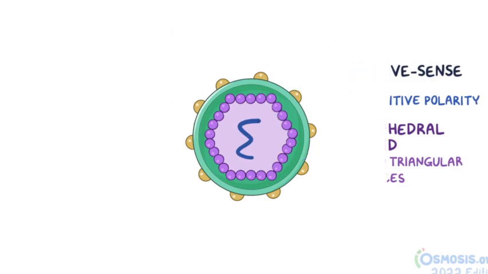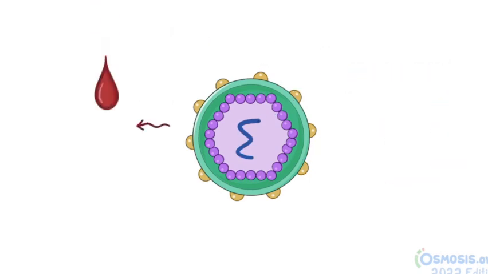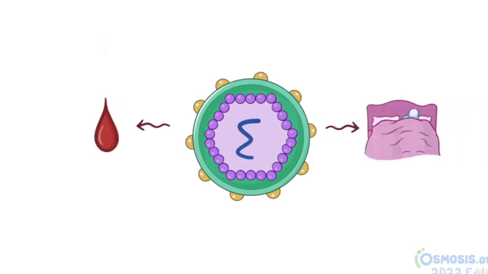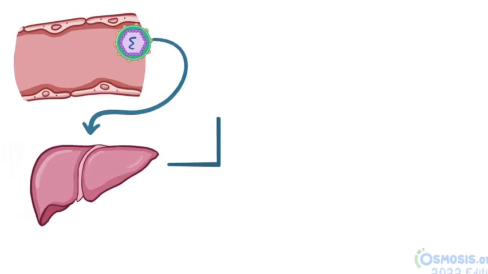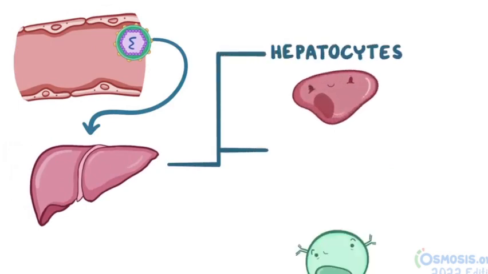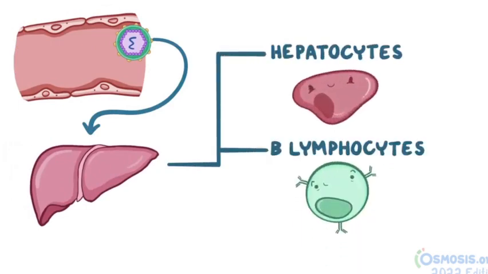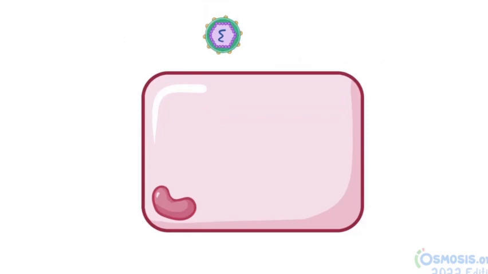Now, hepatitis C virus can be transmitted through contaminated blood or through sexual contact. Once inside the body, hepatitis C virus circulates through the blood and reaches the liver, where it infects the main liver cells called hepatocytes and B lymphocytes, which are a type of immune cells that create antibodies. First, the virus binds to the cells using its envelope, which is very similar to LDL and VLDL, so it can attach to specific LDL receptors.